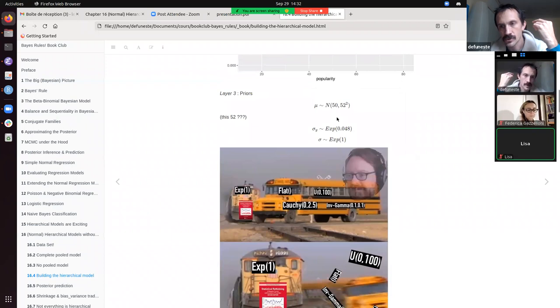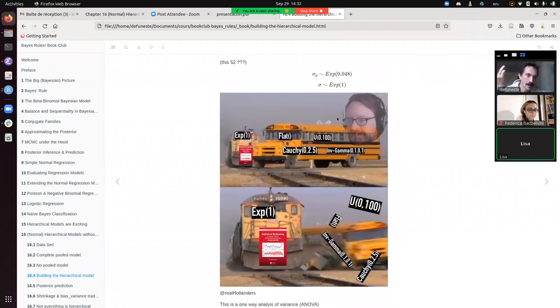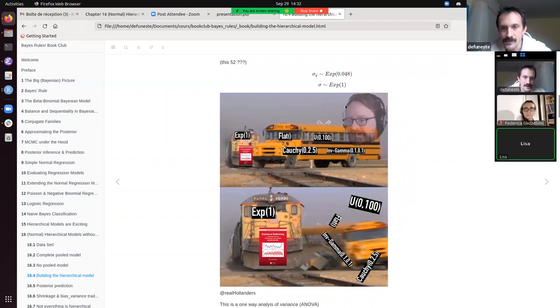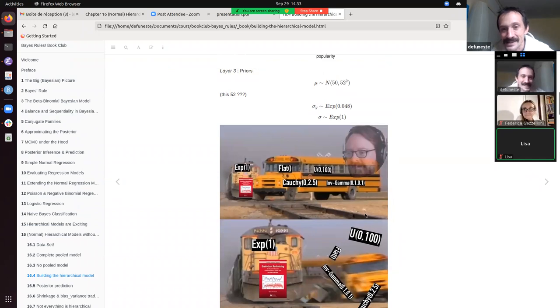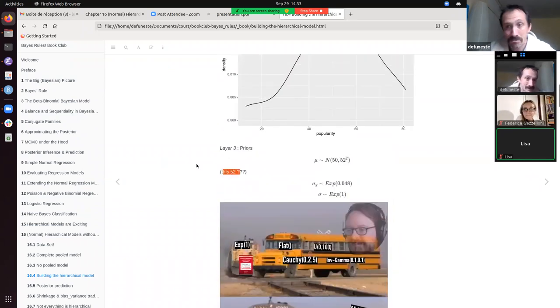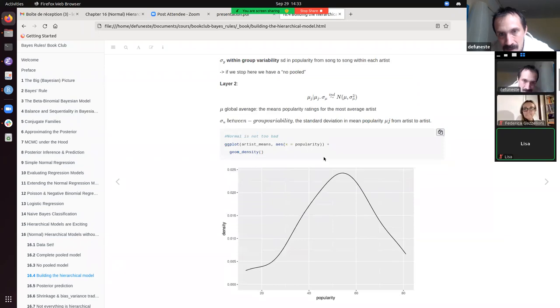So here I put a small exponential one. There was a lot of debate about what kind of prior you should use for a standard deviation at one point. It can be a Cauchy distribution, a uniform distribution. It just needs to be positive. And apparently Richard McElreath advocates for exponential one. So people who know are using exponential one. That's it. Still, I don't understand this 52 here. But it's basically it.